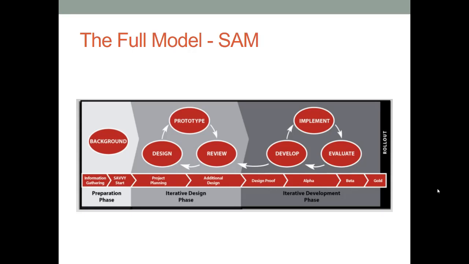Then you move into the iterative design phase, and that's where you can have as many of those as necessary. So when you're doing project planning, you move into prototyping, reviewing, and designing. You do a little bit of additional design while all of that is happening, and then you move to the next phase. So when the first iterative design phase is complete, you can go ahead and deploy.